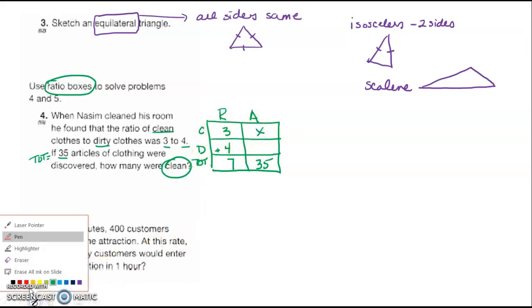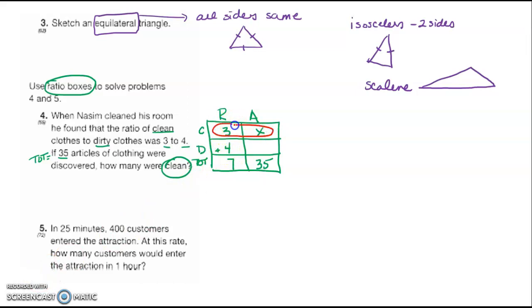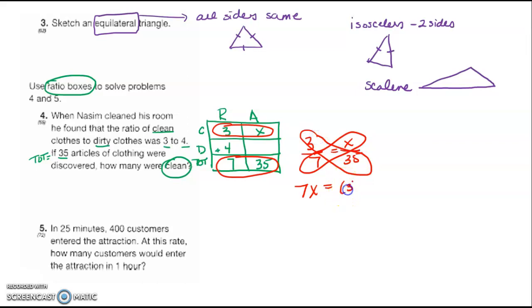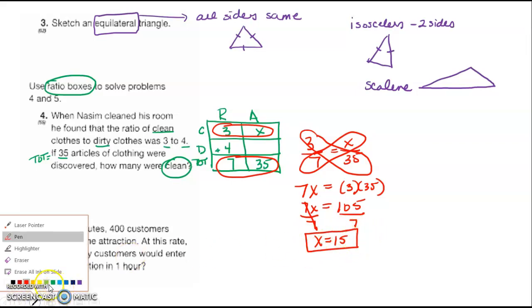All right, I'm going to change colors here. So I'm going to use this line and this line to make my proportion. Ratio box, proportion, cross multiply. So then I'm going to cross multiply. I have 7x is equal to 3 times 35. 7x is equal to 3 times 35 is 105. And I'm going to divide. X is equal to 15. There we go. Awesome.